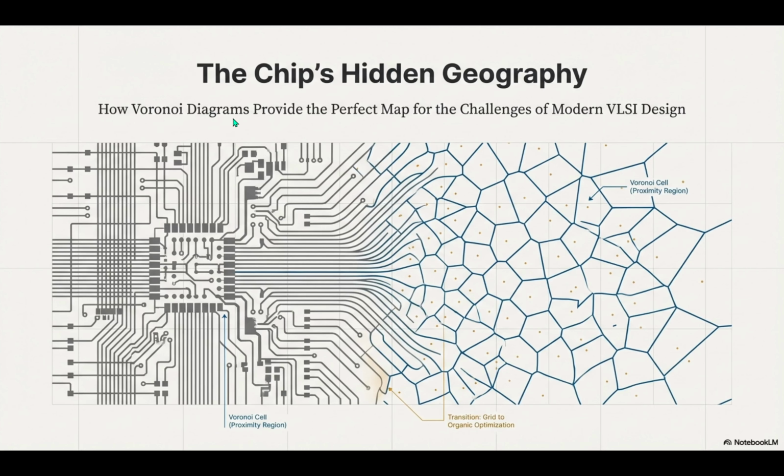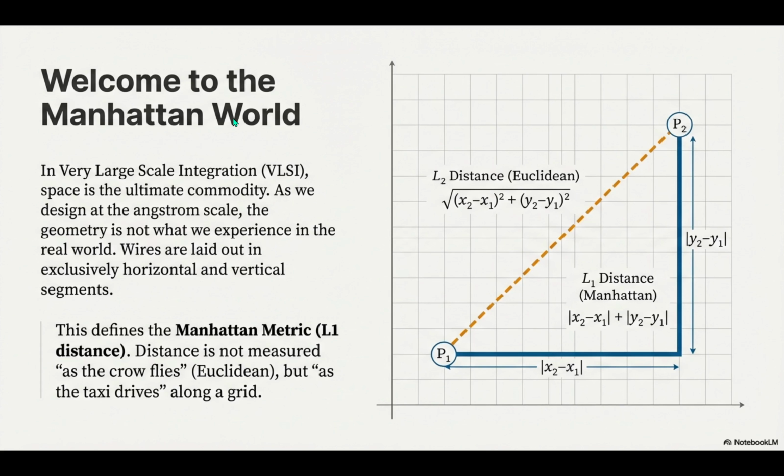Okay, let's unpack this. And to do that, we have to start in a, frankly, bizarre geometric world. A world where the normal rules of distance just don't apply. Right. When you or I think about distance, we think of a straight line, point A to point B. That's Euclidean distance, as the crow flies. But inside a chip, a very large-scale integration or VLSI chip, you can't fly. Why not? Because of the physics of photolithography. The wires, the little electrical traces, can only be laid out in perfectly horizontal or vertical lines. Just on a grid. A completely rigid grid, you just never see a diagonal wire.